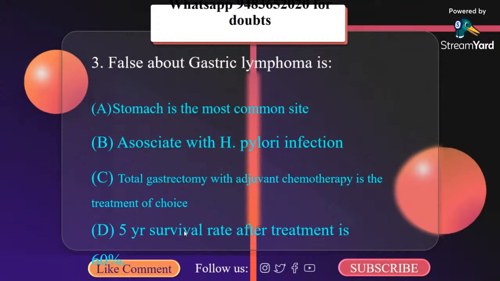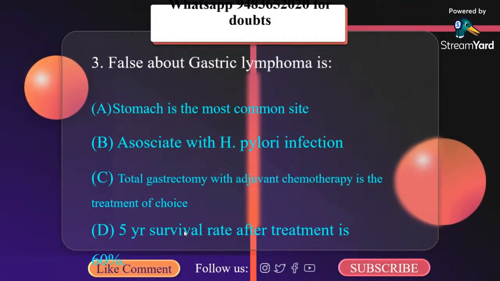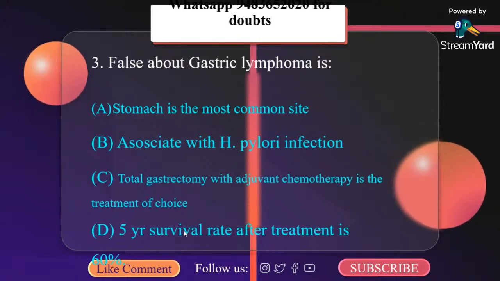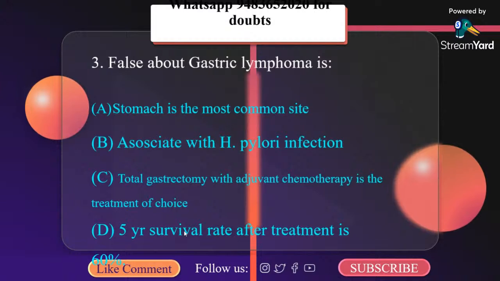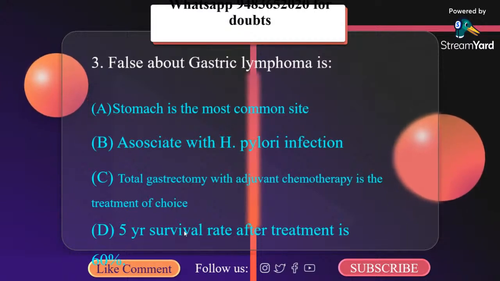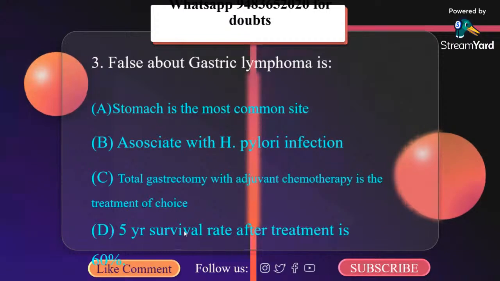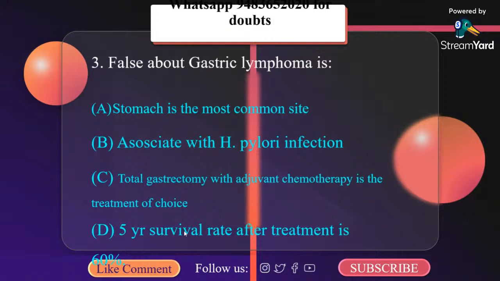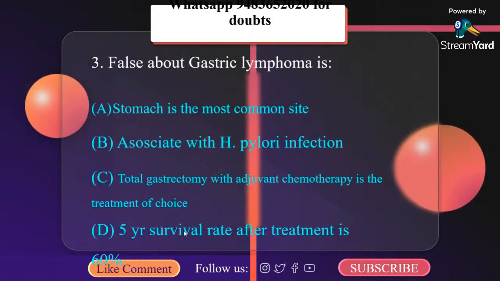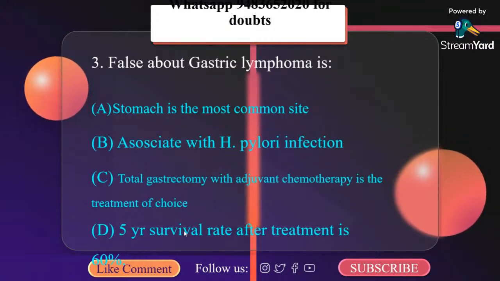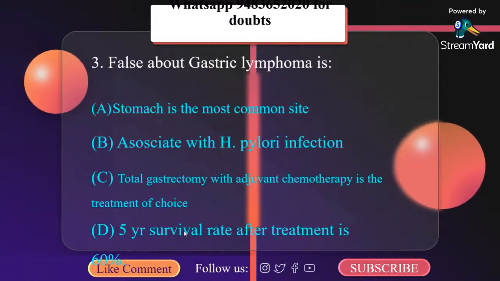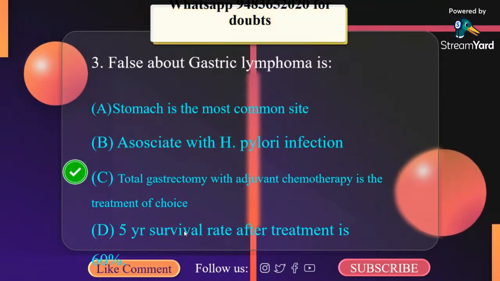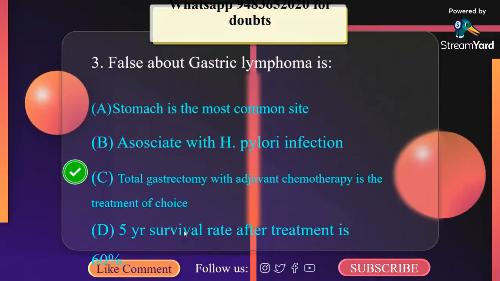Primary gastric lymphoma is mainly, more than 95%, non-Hodgkin's lymphoma of B cell origin. Most of the primary lymphomas, about 60%, arise in the MALT, that is mucosa-associated lymphoid tissue. MALT is usually associated with chronic H. pylori infection. So low-grade MALT lymphomas are thought to arise because of chronic H. pylori infection. These low-grade lymphomas may later on degenerate to high-grade lymphomas. Immunodeficiency and H. pylori infection are risk factors for B-cell lymphoma. Most common site of involvement is the gastric antrum. So the correct answer here is: total gastrectomy with adjuvant chemotherapy is not the treatment of choice.